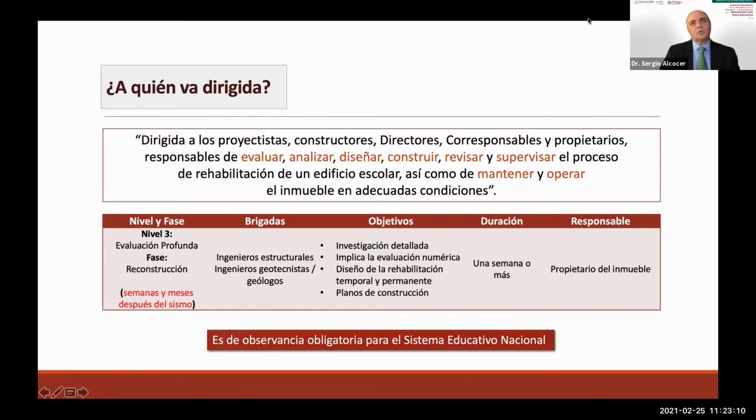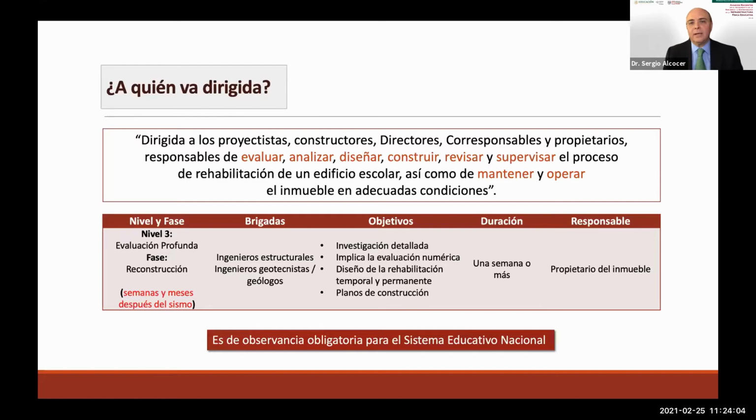This guideline is targeting project managers, builders, directors, and co-responsible parties and owners, not just of public infrastructure, but private schools, to evaluate, analyze, design, construct, review, and supervise the refitting process. It supports the constructor and supervisor and allows the owner of the school to know how the school must be refitted. It was thought to use many specialists according to the damage in the building.